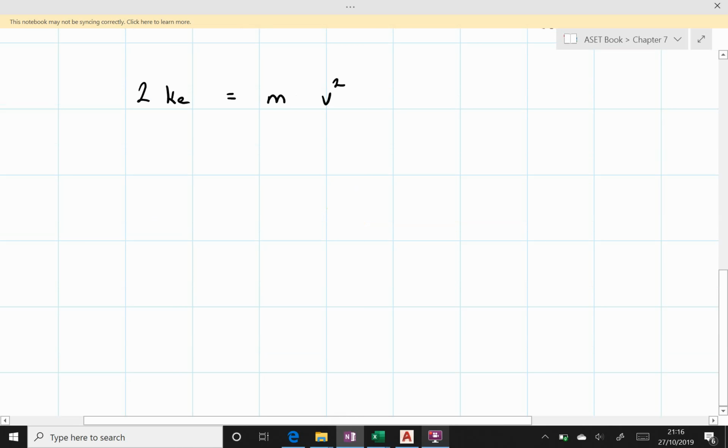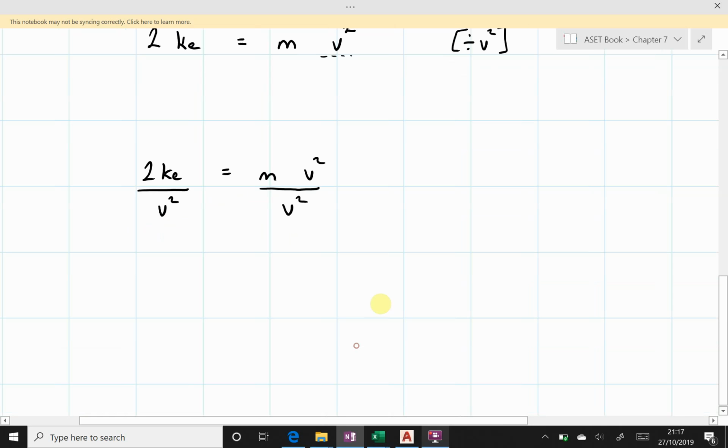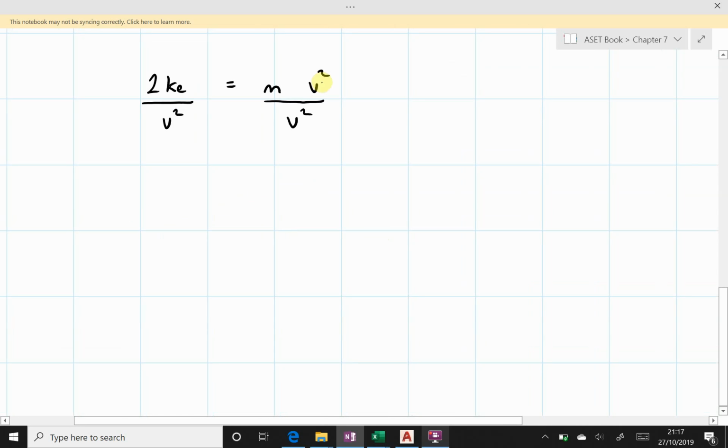Still a little bit of work to do just yet. On the right hand side we need to try and eliminate this v squared, and to do so we will divide both sides of the equation by v squared. So 2 times kinetic energy equals mv squared. We'll divide the right hand side by v squared, but we also must divide the left hand side by v squared. Any number divided by itself of course cancels to give you 1, and so v squared divided by v squared will cancel out and give us just m on the right hand side.